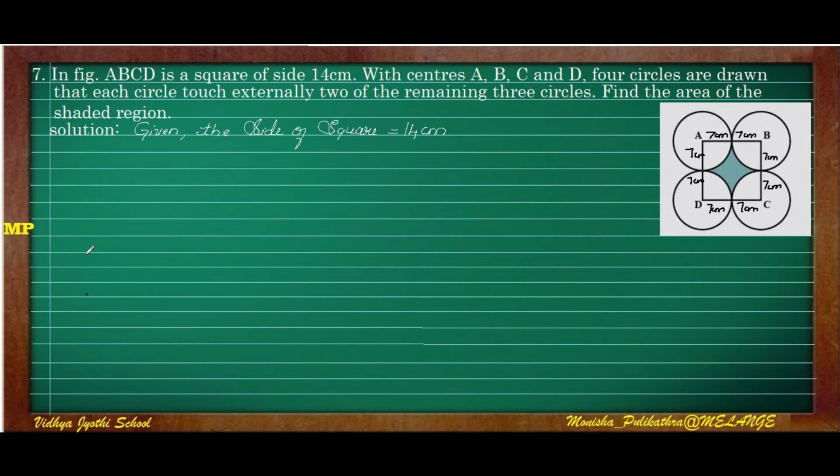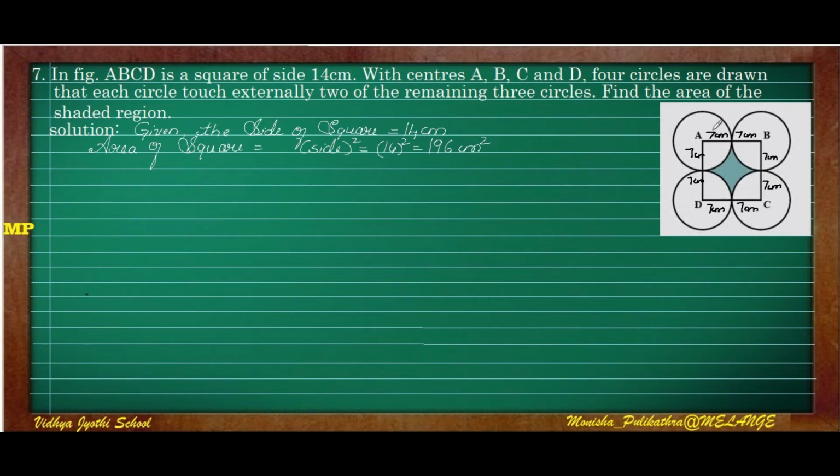Moving on to the seventh question of this session. Here in figure ABCD is a square which the side of a square is 14 centimeter. So the radius of one circle will be 7 and this will be 7. So each and every circle has a radius of 7 centimeter. So if the side of a square is 14 centimeter, then the area of square is equal to side square. The side is 14 square, which is equal to 196 centimeter square.